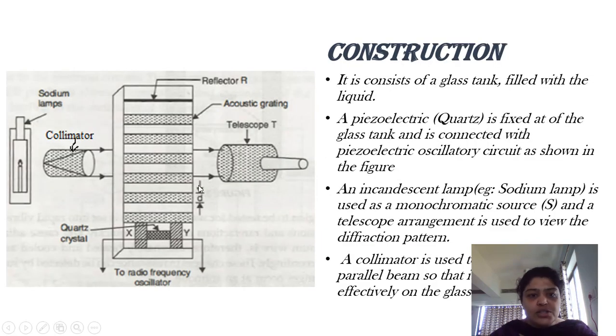Next, the construction part. Construction is very easy. So this portion is known as the liquid column which is taken. Then on one side of the liquid column, there is, suppose say, a sodium lamp. Now what is the basic function of a lamp? Lamp is a monochromatic source only.